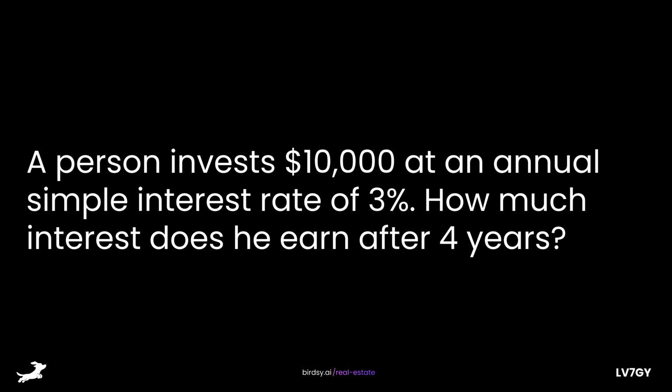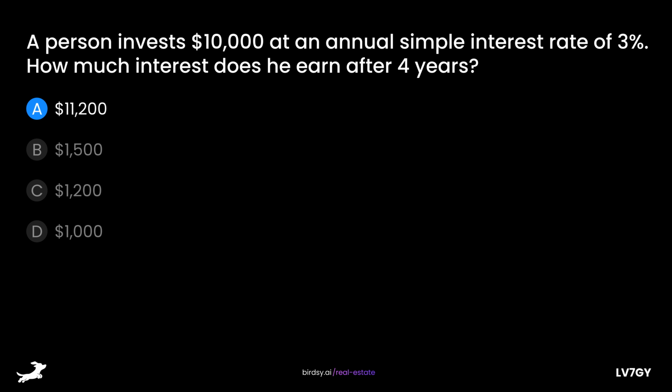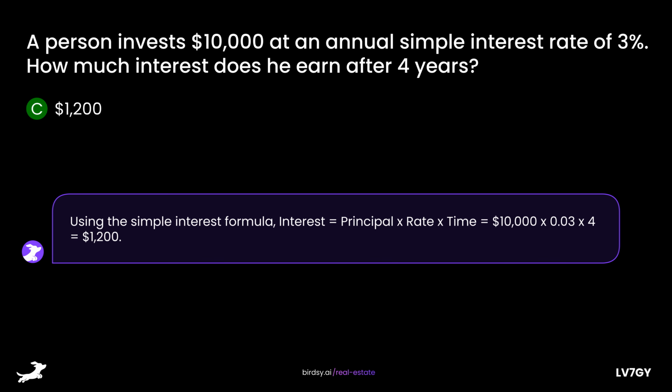A person invests $10,000 at an annual simple interest rate of 3%. How much interest does he earn after 4 years? Is it A, $11,200, B, $1,500, C, $1,200, or D, $1,000? The answer is C, $1,200. Using the simple interest formula, interest equals principal times rate times time, $10,000 times 0.03 times 4 equals $1,200.